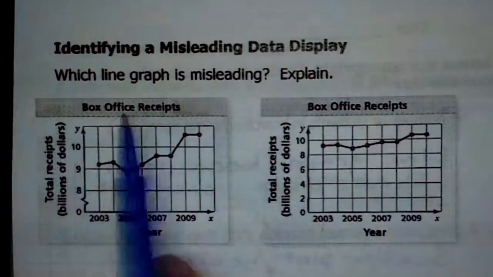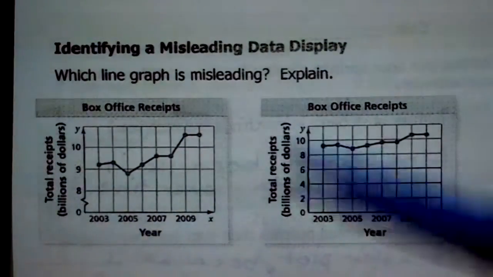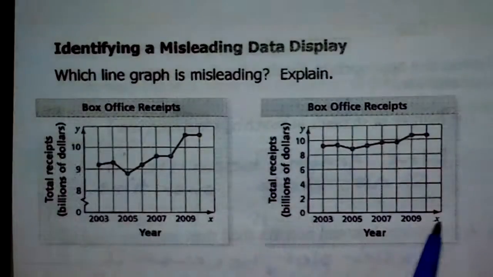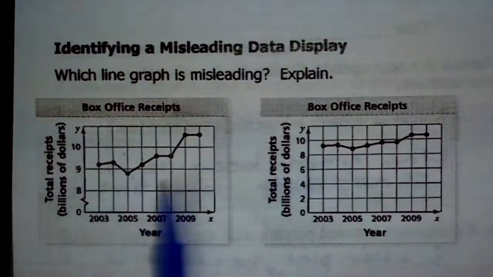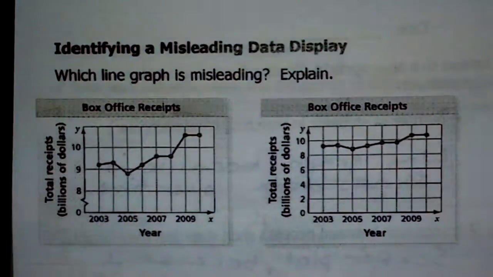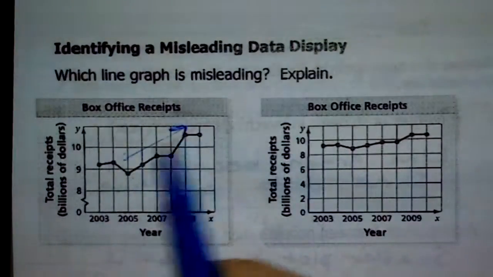I have box office receipts, two of the same graph, and over here I have total receipts, billions of dollars, total receipts, billions of dollars, the same amount of years going on here. One of these graphs is misleading, okay? And one of them, not so much. So take a look here. If we're trying to determine what's misleading, this is the same data that's being graphed here, right? Same exact data. Why does this line look like it's straight and this line looks like it's going up?